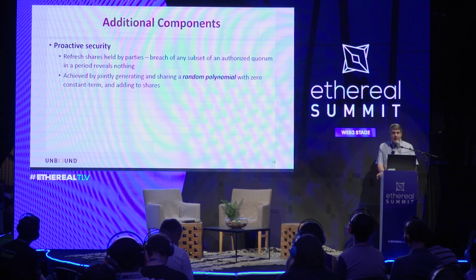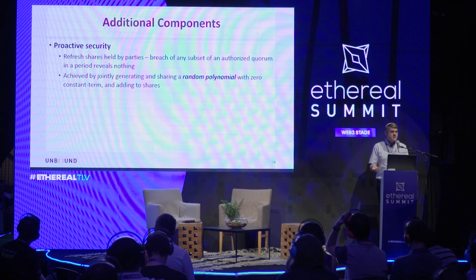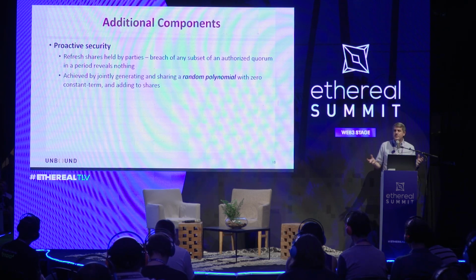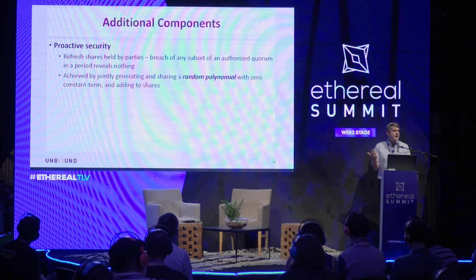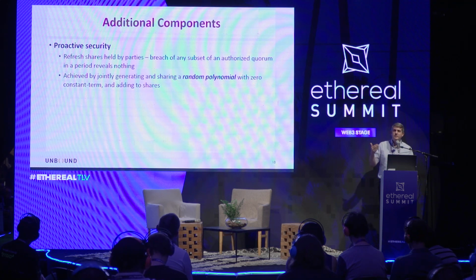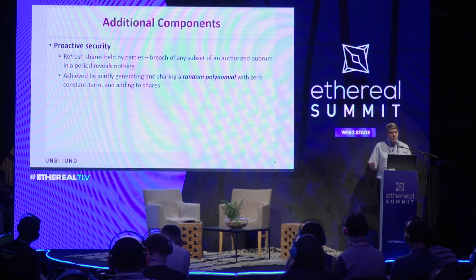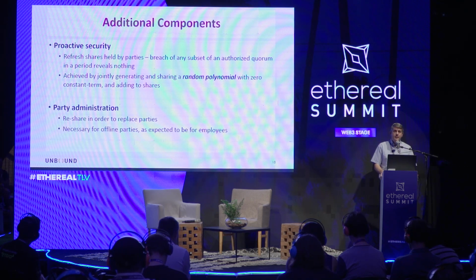I mentioned proactive security. This is a refresh of the secret sharing. Shamir secret sharing is typically what is used, at least for the basic thresholds. That's based on having a random polynomial that defines the secret, and you can refresh and completely change that sharing by just adding a random zero polynomial. And this is all done in MPC.